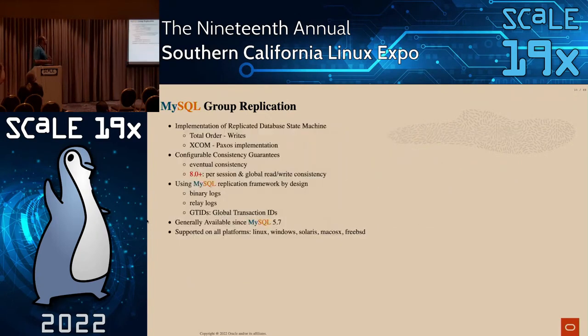So group replication is total order, so writes are ordered. It's basically one sequential binlog. That's what ends up being written.